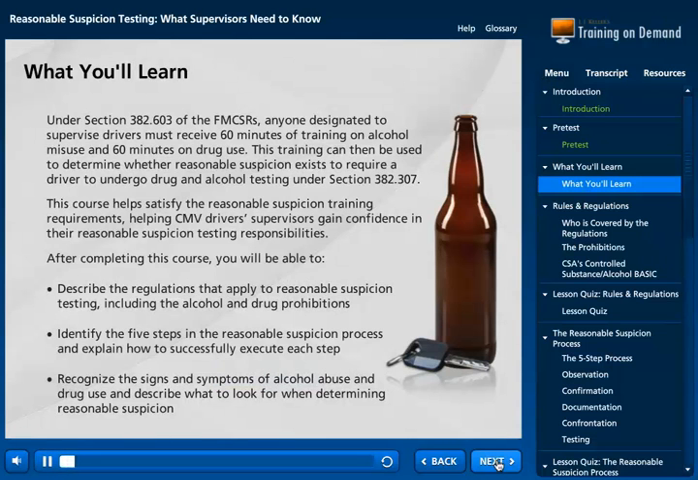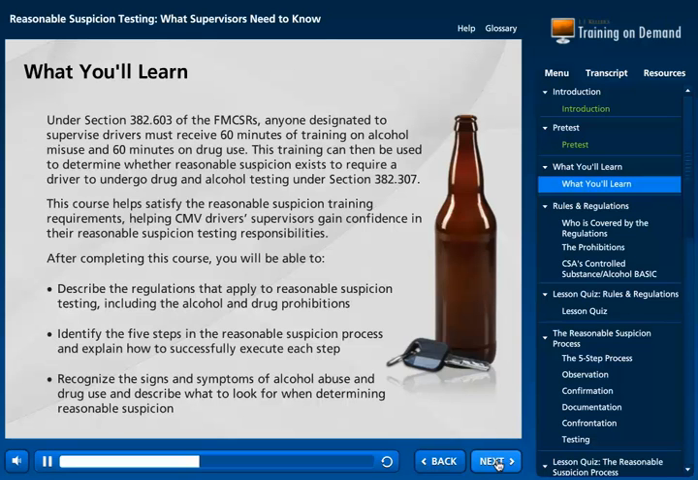Section 382.603 requires that all persons designated to supervise drivers receive at least 60 minutes of training on alcohol misuse and an additional 60 minutes of training on controlled substance use. This required training is used by supervisors to determine whether reasonable suspicion exists to require a driver to undergo testing under Section 382.307. This course is designed to help satisfy the reasonable suspicion training requirements under 49 CFR Part 382.